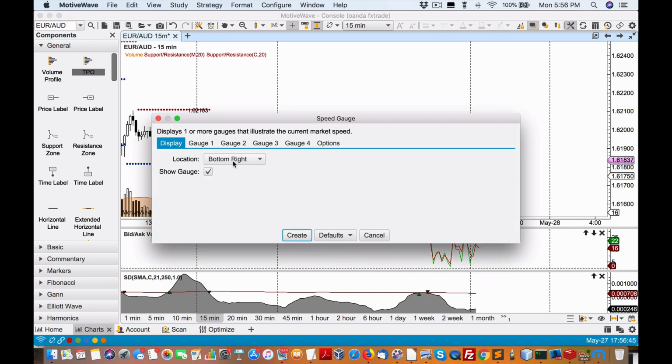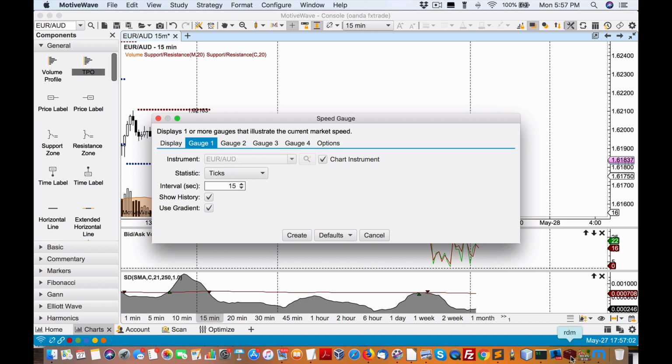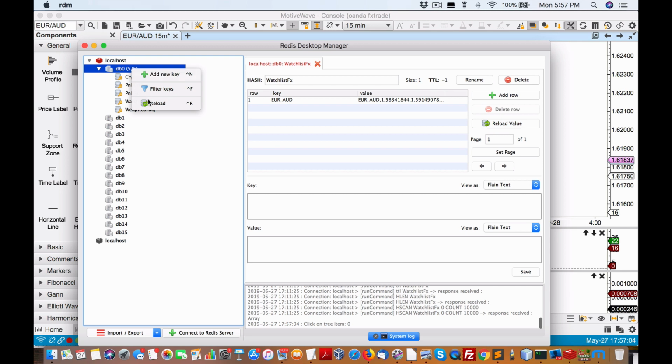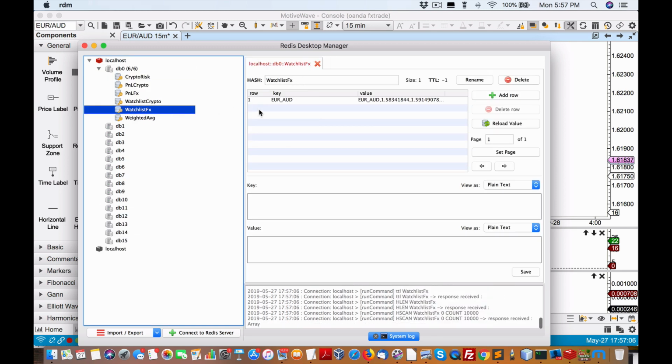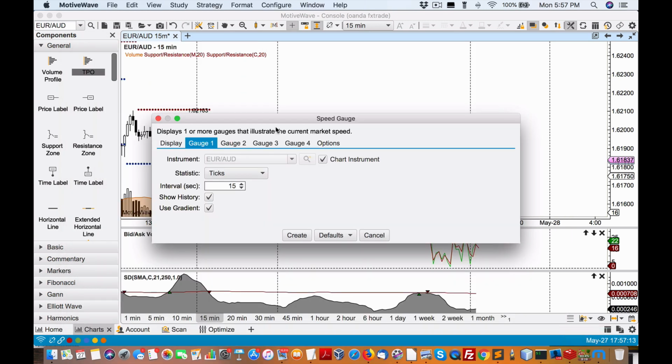So bottom right, that's the location, gauge 1, statistics, ticks. So it looks like it's going to use ticks as the level to measure it. Chart instrument, we are again watching the Euro Australian dollar. I'm only doing that because that's the only one on my watch list. Let me just verify that. Yeah, Euro US dollar. It's the same data source from Melinda.